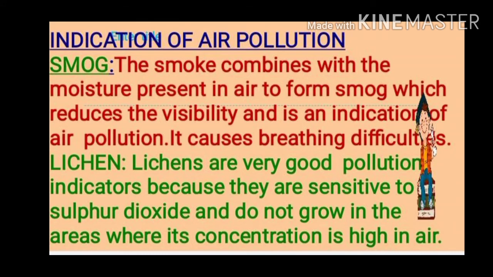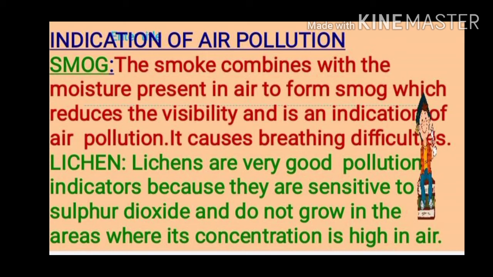We can have certain visible indication of air pollution also. This is smog. Smog can be called as the mixture of smoke and fog. The smoke combines with the moisture present in the air to form smog, which reduces the visibility and is an indication of air pollution. It causes breathing effects and also results in accidents.